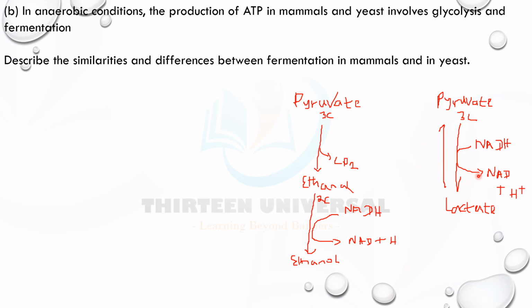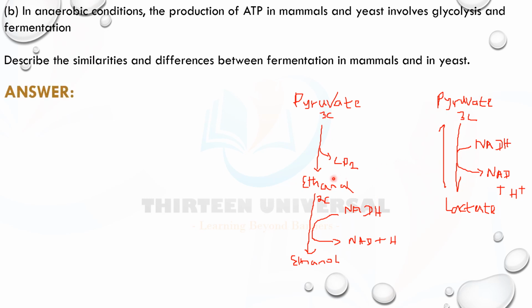Okay, so I've mentioned 4 things. They both involve pyruvate, they both occur in cytoplasm, they both regenerate NAD, and they both involve redox reaction. But what about differences, guys? This produces 2 products, CO2 and ethanol. This produces only lactate. This is very important. This involves 1 step, this involves 2 steps. And these steps are reversible, while this is irreversible. Somebody can say this also involves 1 enzyme, this involves 2 enzymes.